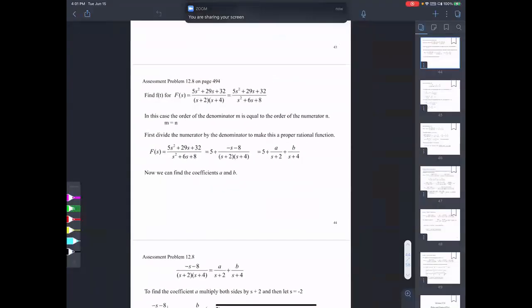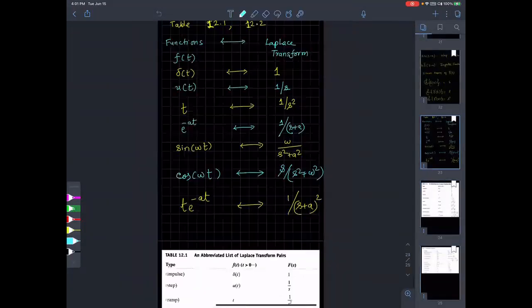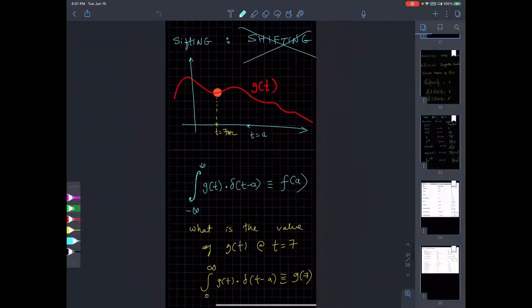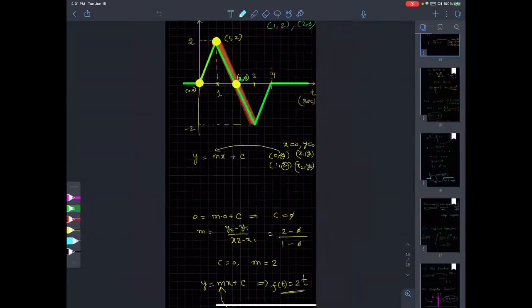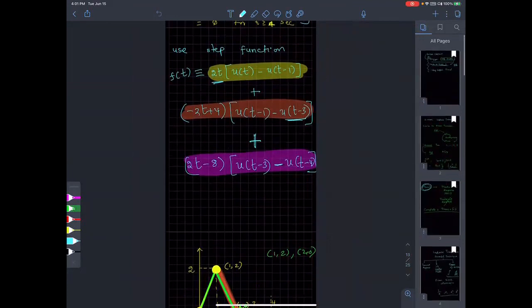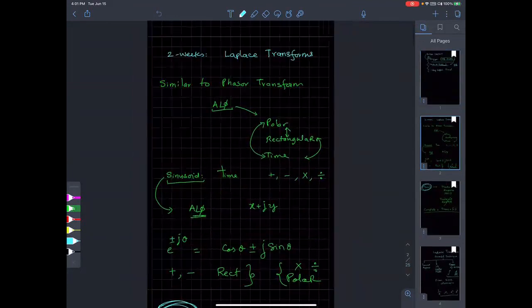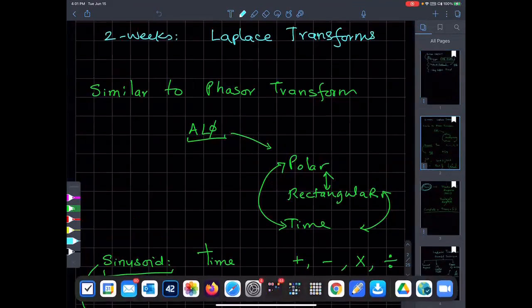Okay. What we did in the last class was to look at the definition of Laplace transform. Okay, let's take it from the top. What we did was to start the idea of Laplace transform.